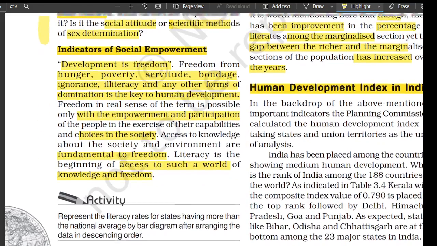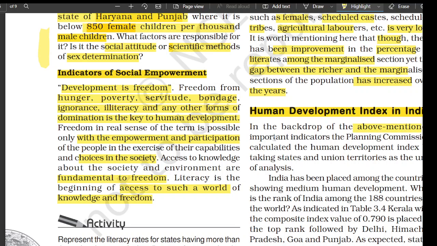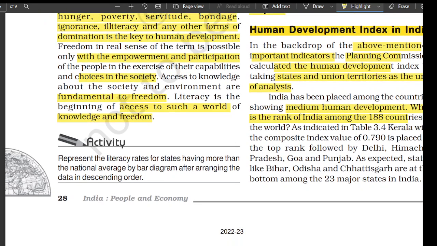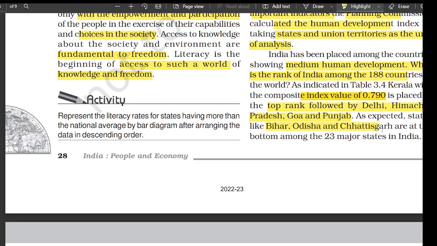Human Development Index in India. In the backdrop of the above mentioned important indicators, the Planning Commission calculated the Human Development Index by taking states and union territories as the unit of analysis. India has been placed among the countries showing medium human development. What is the rank of India among 188 countries of the world? As indicated in table 3.4, Kerala with a composite index value of 0.790 is placed at the top rank, followed by Delhi, Himachal Pradesh, Goa, and Punjab. As expected, states like Bihar, Odisha, Chhattisgarh are at the bottom among the 23 major states of India.